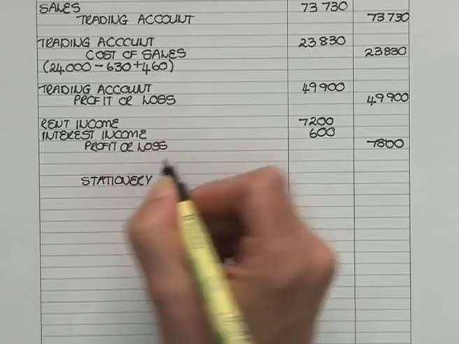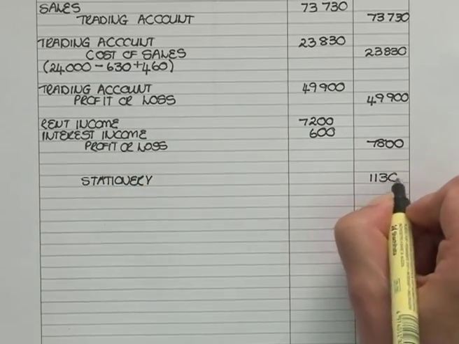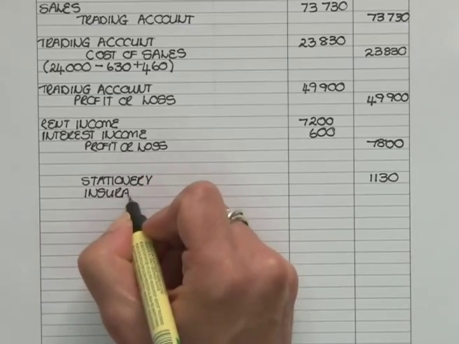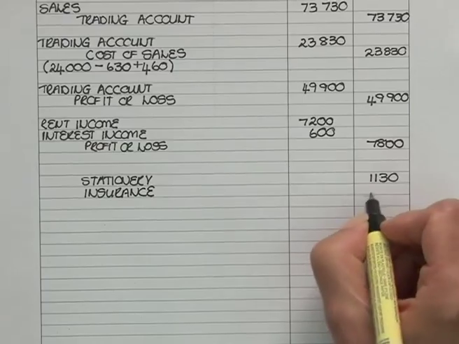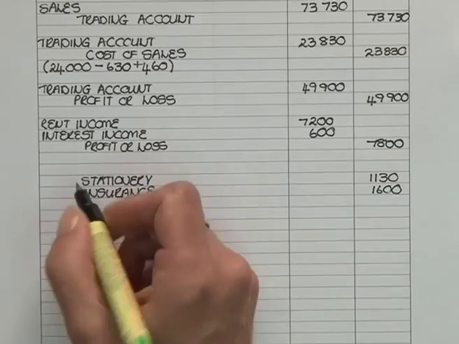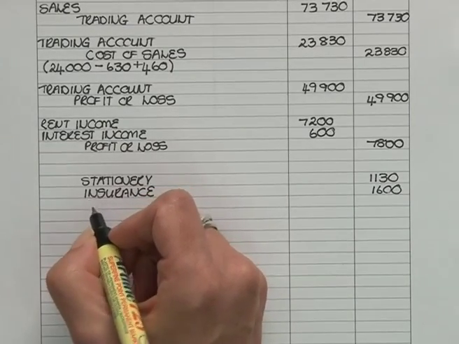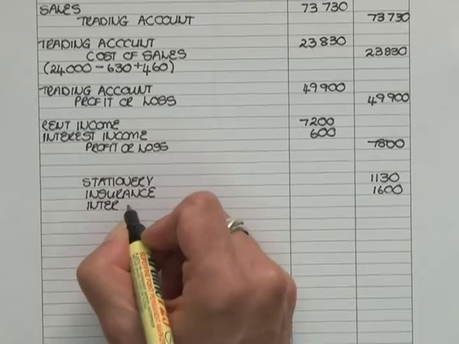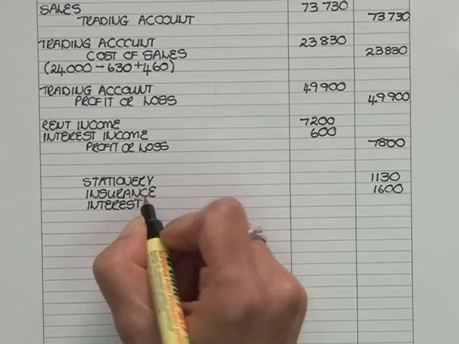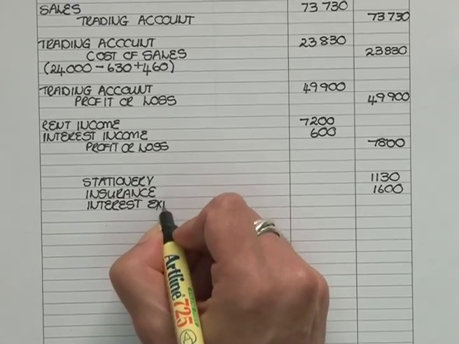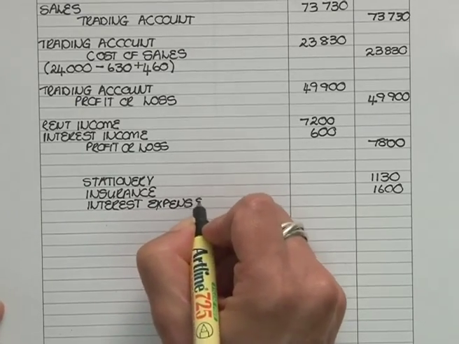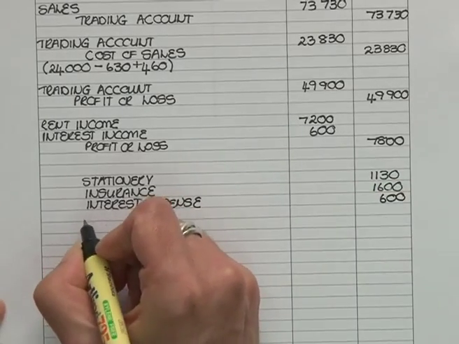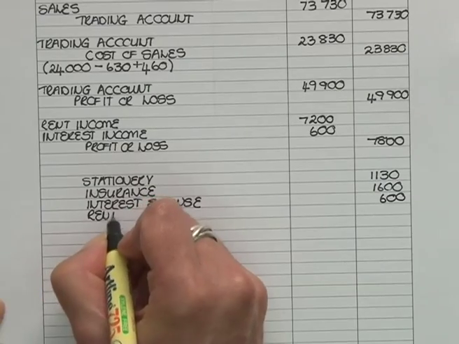Stationery 1130. Insurance 1,600. Remember, the closing process deals with income and expenses. So at this point, we cannot include any assets or liabilities as closing transfers. So while you're compiling this list, make sure that you don't include any of those items.